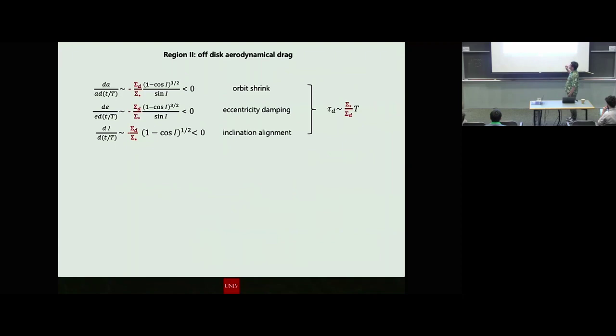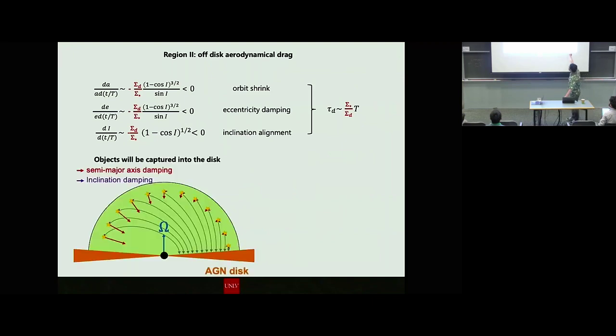This equation of motion should also be a function of the eccentricity and the argument of periapsis of the orbit. But no matter what the eccentricity and the inclination of this orbit are, you will find that this is always negative, which means that this process will always shrink the orbit, damp the eccentricity, and align the orbit on this timescale. And this is basically the picture. We have a lot of stars orbiting around the supermassive black hole and interacting with the accretion disk, and your low inclination orbits will be captured by the disk at a very large radius, and your high inclination orbits will be captured at the inner radius of the accretion disk.